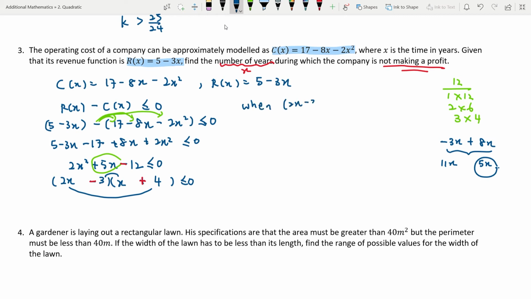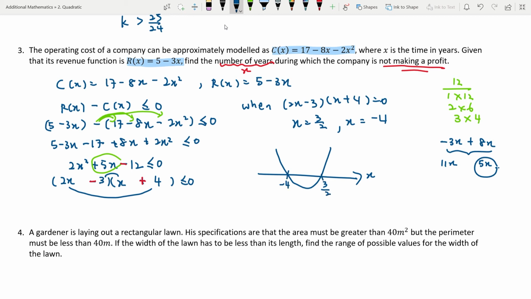When (2x - 3)(x + 4) is equal to 0, x is equal to 3/2, and also x is equal to -4. We sketch the graph. This is the x-axis. We have a positive x², so it is a smiling curve. The x-intercepts are -4 and also 3/2. We are looking for the range of values of x where the inequality is less than or equal to 0. That means we are looking for the area below the x-axis.